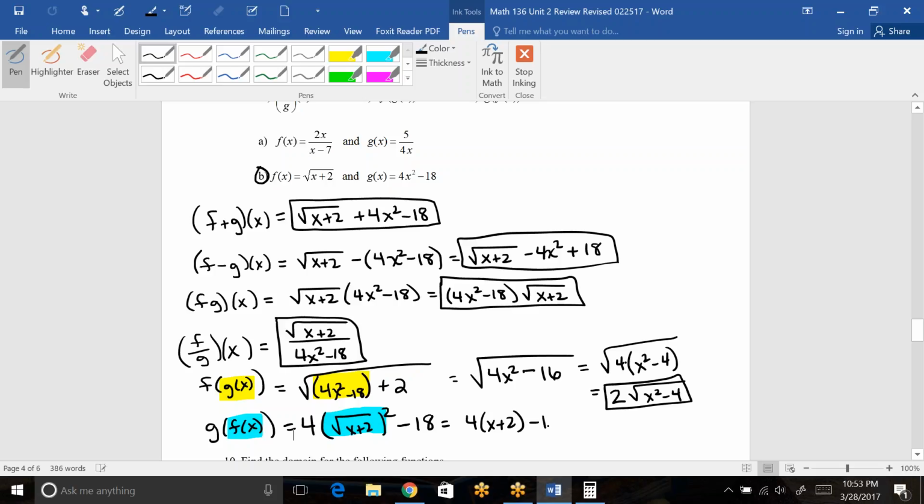We will distribute the 4, so that's going to be 4x plus 8 minus 18, and then if we combine like terms, that would be 4x minus 10. So there is part B, all 6 operations performed. Any questions, or do we feel okay with that? And again, this did not ask for domain, so you don't have to worry about the domain of these. If it doesn't ask for it in the directions, you don't need to worry about it.